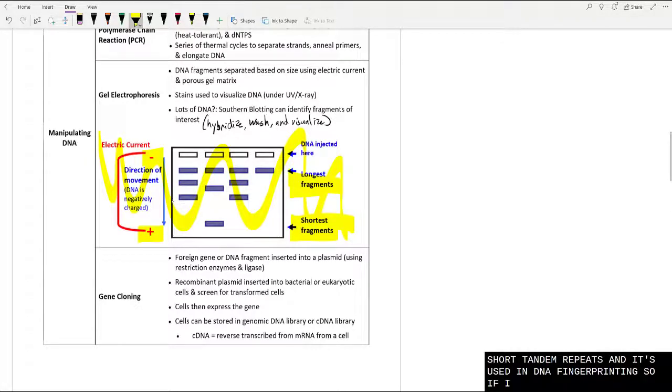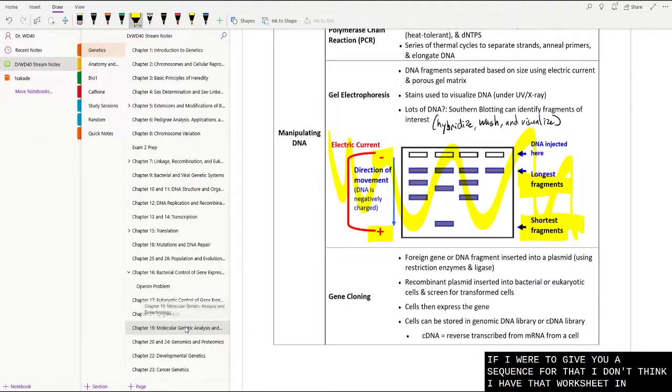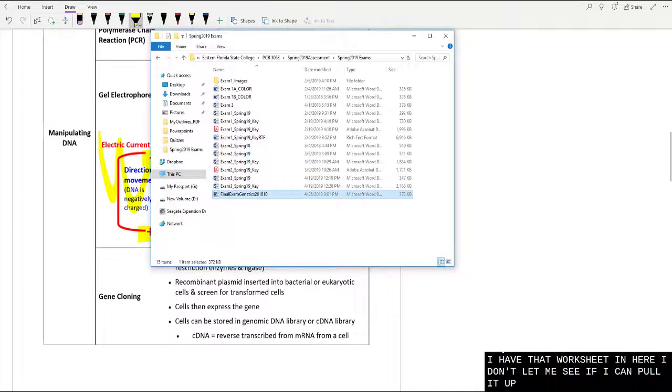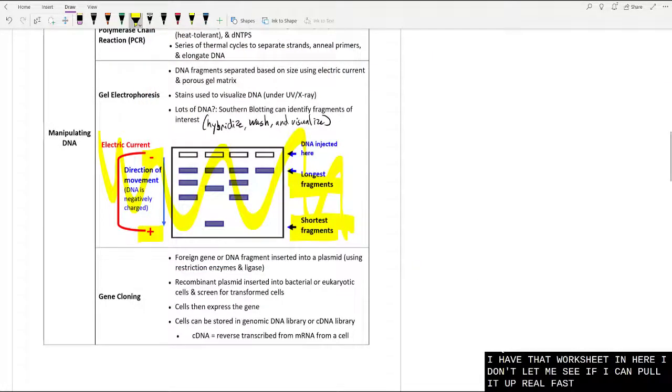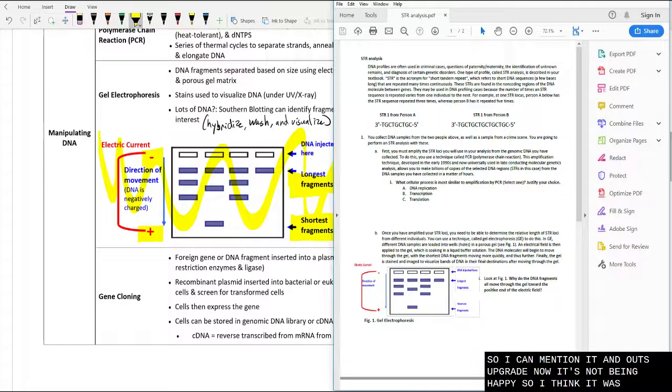So if I were to give you a sequence for that, I don't think I have that worksheet in here. I don't. Let me see if I can pull it up real fast. Let me pull up that handout we did in class real fast so I can mention it. Handouts. Oh, great. Now it's not being happy. So I think it was this one here.